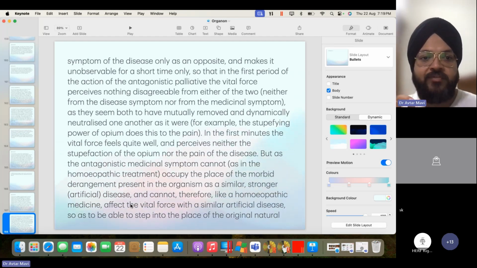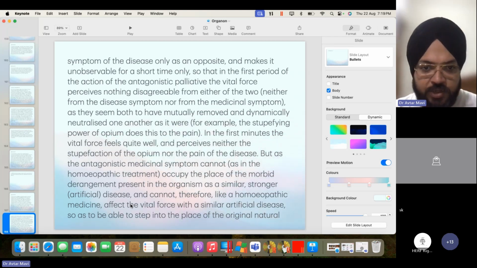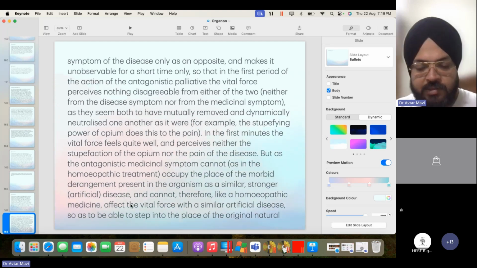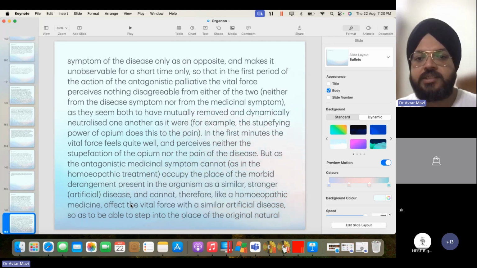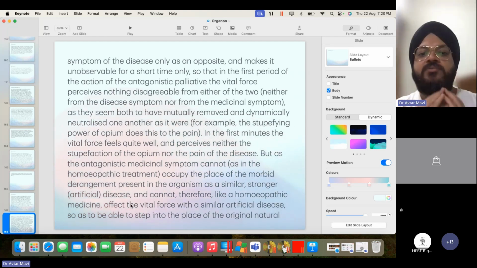For example, the stupefying power of opium does this to the pain. In the first minutes, the vital force feels quite well and perceives neither the stupefaction of the opium nor the pain of the disease. But as the antagonistical medicinal symptom cannot, as in homeopathic treatment, occupy the place of morbid derangement, because in homeopathic treatment the medicinal disease takes the place of the natural disease. But in the antagonistic way, in a dissimilar way, we have talked about this when we were talking about dissimilar diseases. Because it is a dissimilar part, it cannot occupy the place. It can just suppress it, subside it for some time. But as the action of the medicine decreases, the original symptoms will come back.